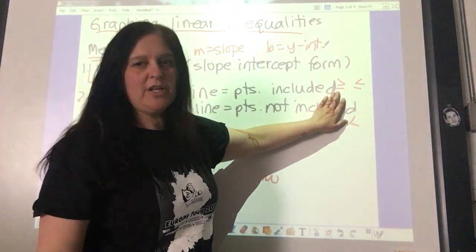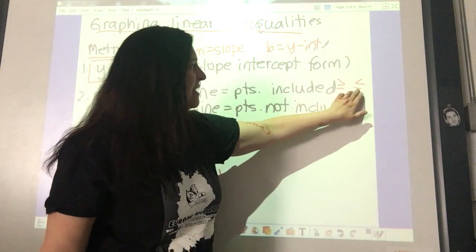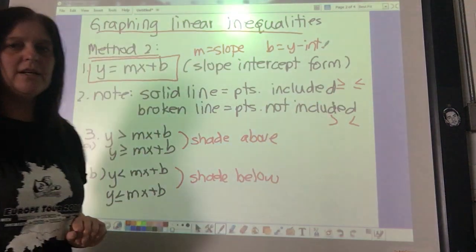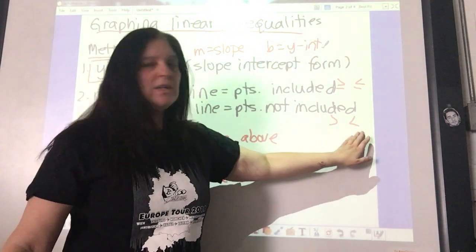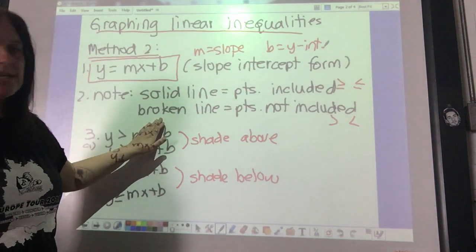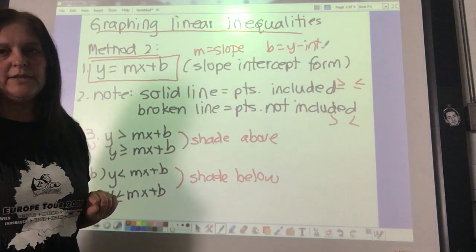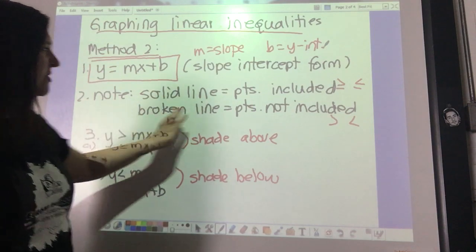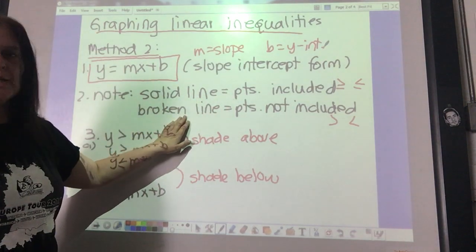If it's greater than or equal to or less than or equal to, if you see that sign underneath, then that's a solid line because that means the points are included. If you just see greater than or less than with none of that equal to line underneath, then you'd use a broken or dashed line because that means the points are not included. Okay, so that's grade 10 math. This is maybe the new part here. You just have to consider, am I drawing a solid or broken line?